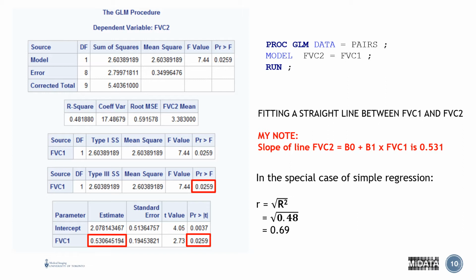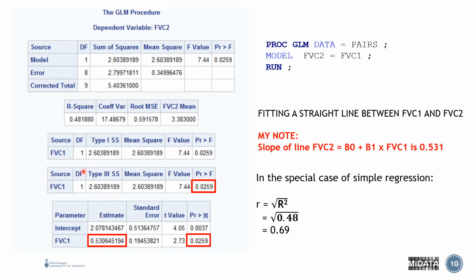and you guys are experts now. So here's the simple code, proc GLM. We're using the same dataset, pairs. In this model, though, we would like to see if there's a linear relationship between FVC1 and FVC2. Here's the output.